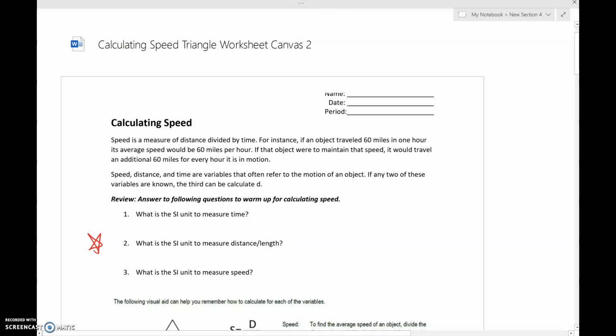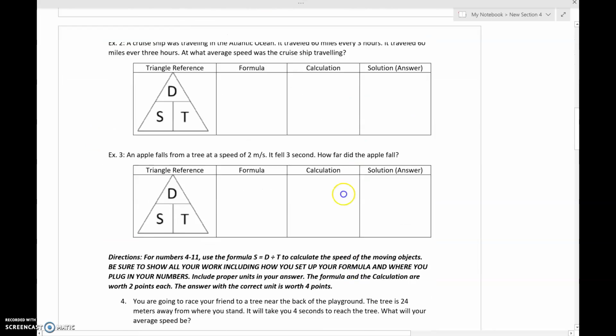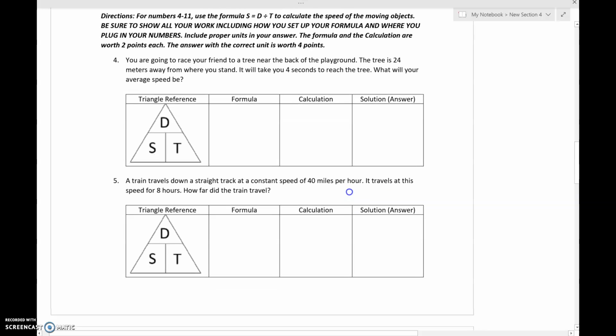Number 1, what is the SI unit to measure time? That would be the second. Number 2, the SI unit to measure distance or length, that is the meter. And the SI unit to measure speed is meters per second. Okay. So we did these examples the other day. You should have those filled out and you should have used them to help you. Let's go ahead and do numbers 4 through 11.